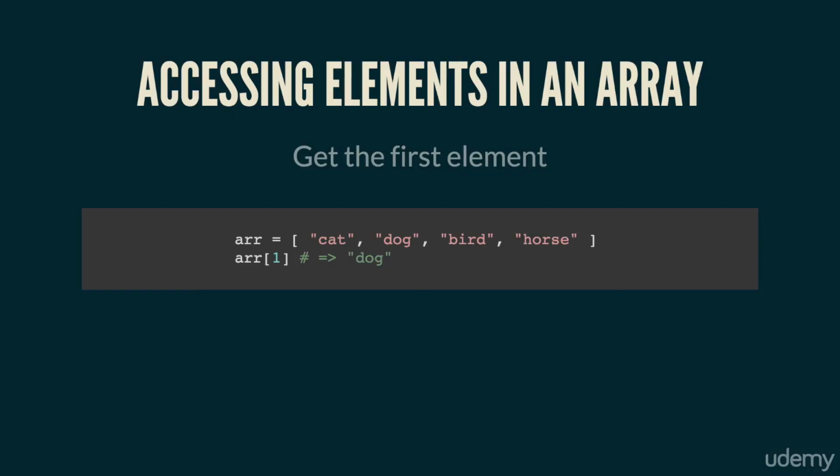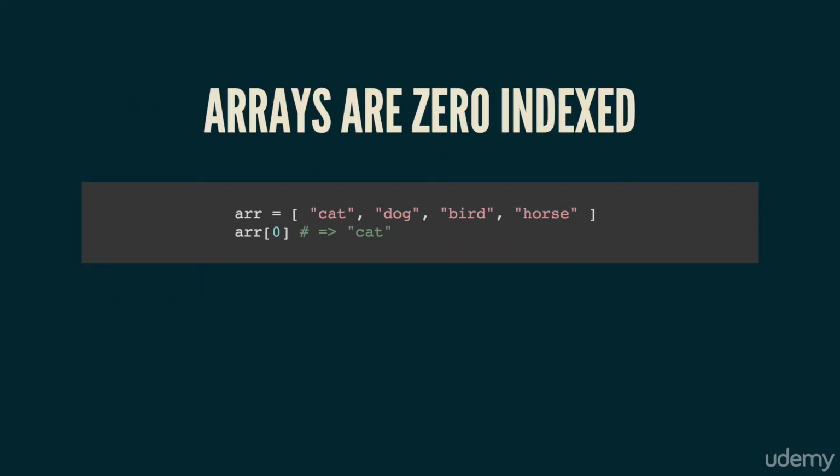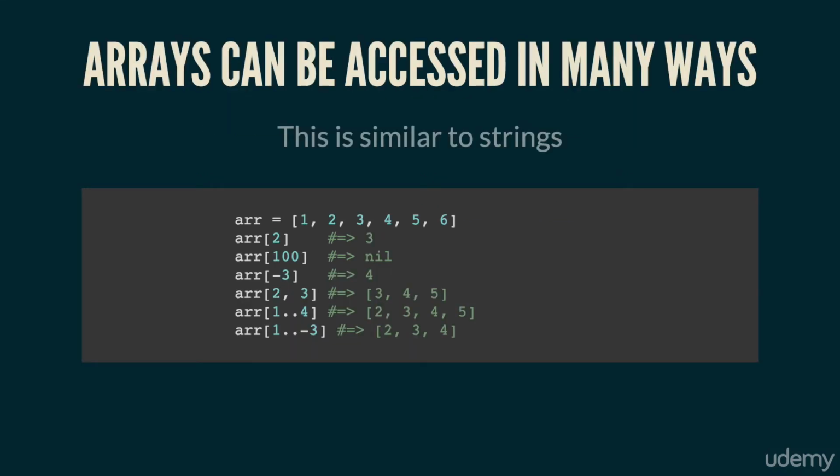To access an element in an array, we use the square bracket operator in much the same way that we access characters in strings. And once again, arrays are zero indexed. That means we start counting from 0. So the first element in the array is actually the 0th element. arr[0] will return cat.